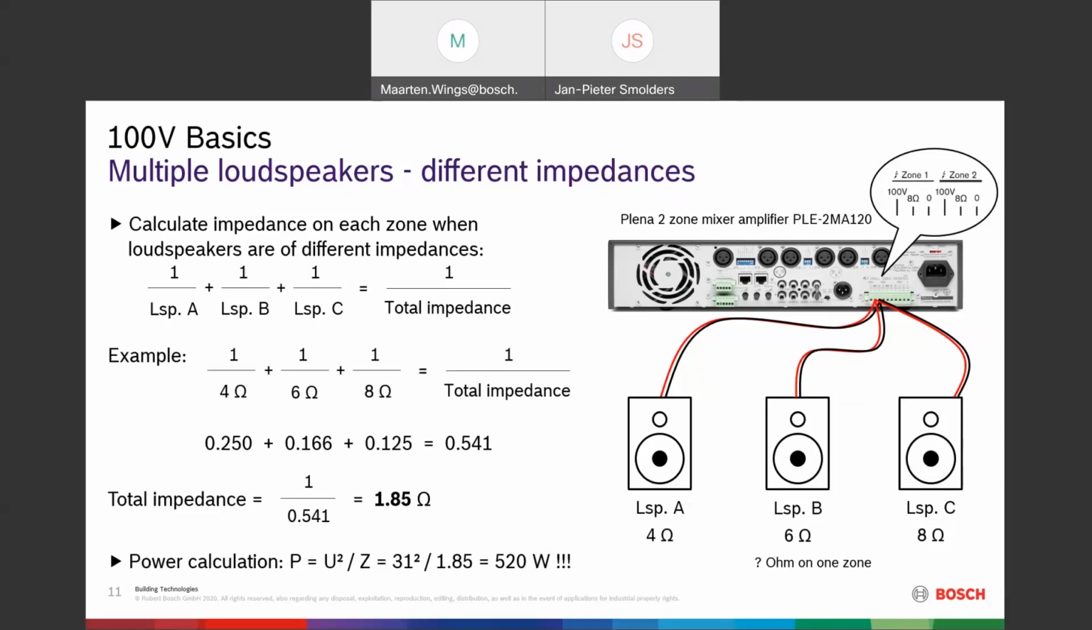Basically, the rule is that the loudspeaker load will have to match the output of the amplifier. So if it's stated on the output of the amplifier that it can connect 8 ohm, make sure that your loudspeaker load is also 8 ohm.